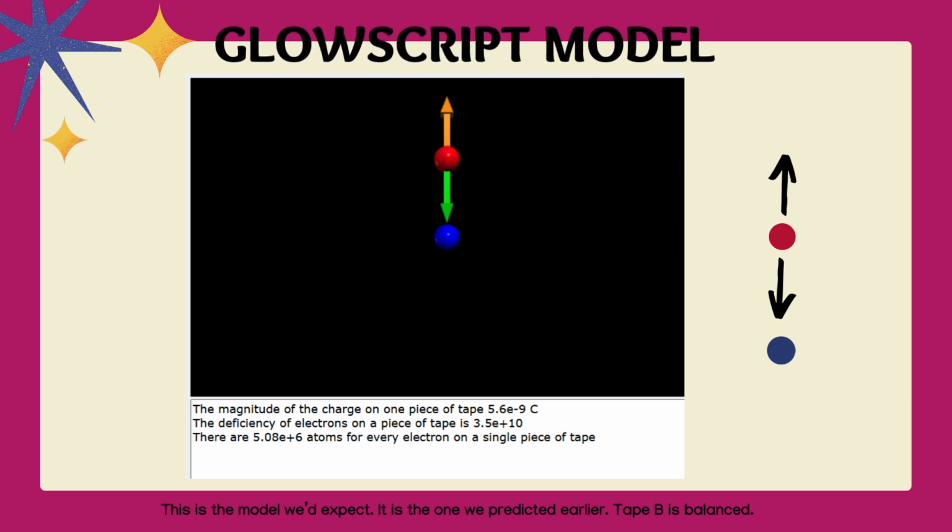Once again, tape B is balanced. It's the one that we drew earlier. We have all of the same values that we calculated ourselves, so everything added up.